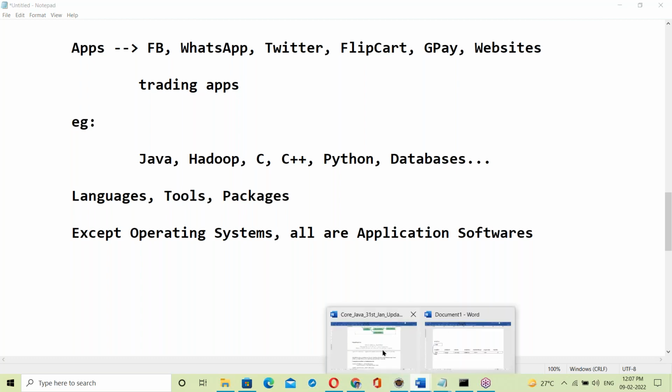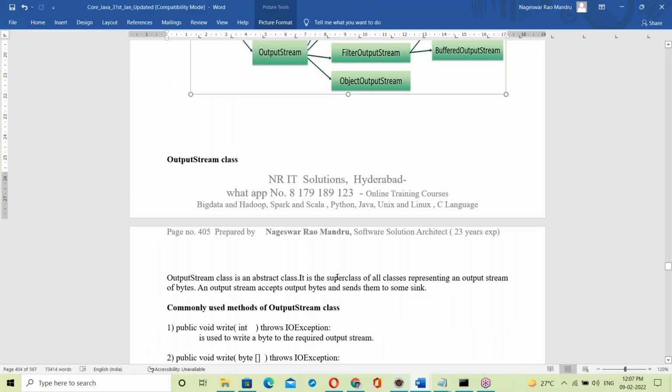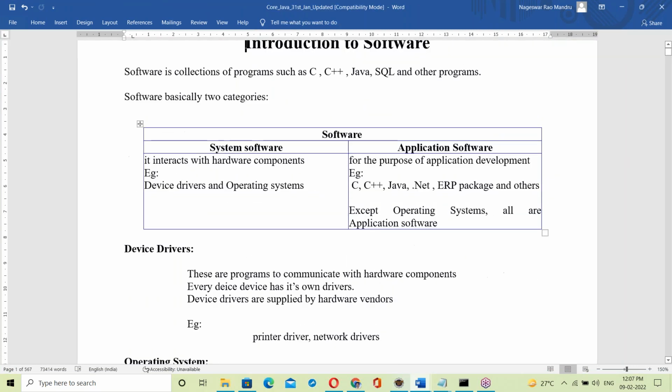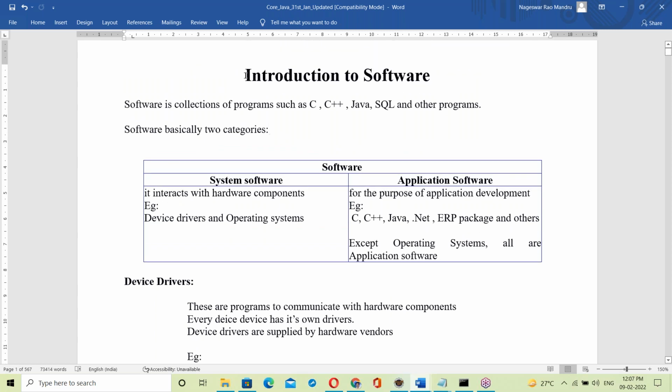Let us go to the Java document. See, this is your Java document here. You guys, running notes is not necessary. Just try to understand the class enough here. See here, introduction to software.